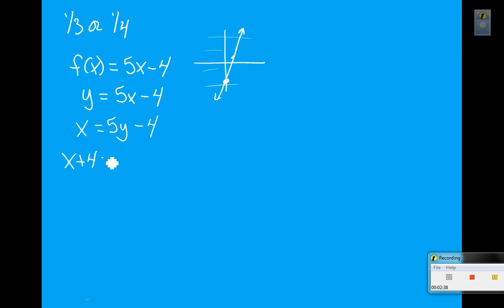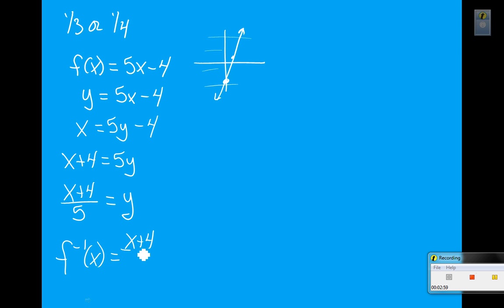So I've got x plus 4 equal 5y. Now I need to divide both sides by 5. So I've got x plus 4 all over 5 equal y. The last step says write it with correct notation. So here's my answer: f negative 1 of x is x plus 4 all over 5. That's all there is to it.